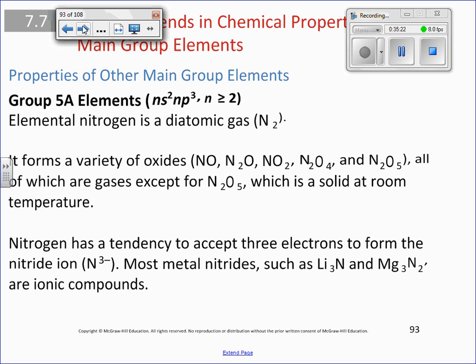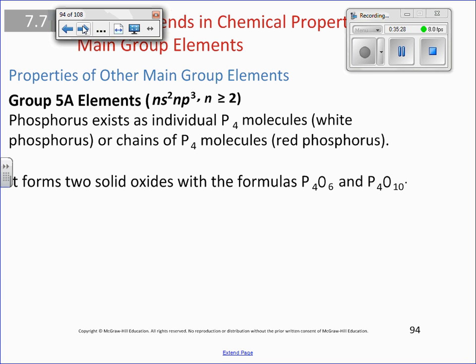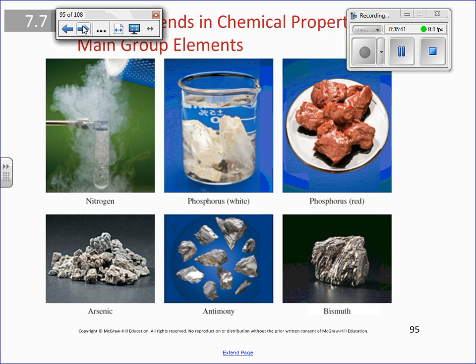Phosphorus exists as P4 molecules. We have white, or chains of P4 molecules, red. And there are 2 oxides for phosphorus. Let's see if we have pictures. We have pictures. So there's nitrogen, liquid nitrogen. White phosphorus is kept under oil, and then there's the red phosphorus. Anybody know where you find red phosphorus? Matches. That's the red tip on matches. The white phosphorus is too reactive to be put there.